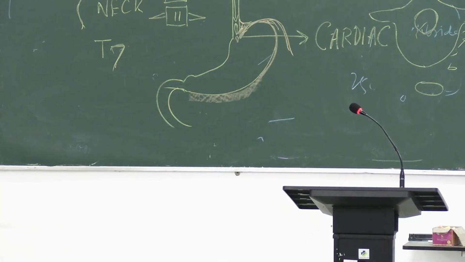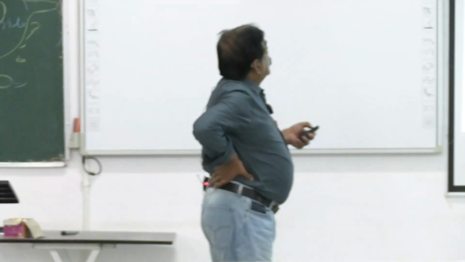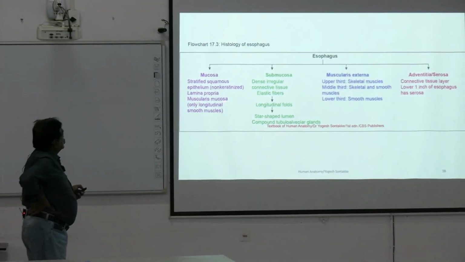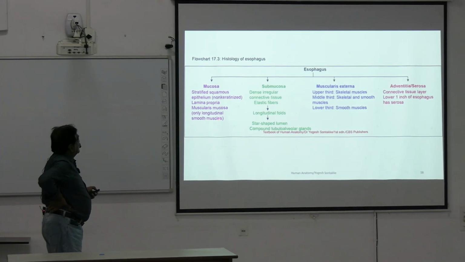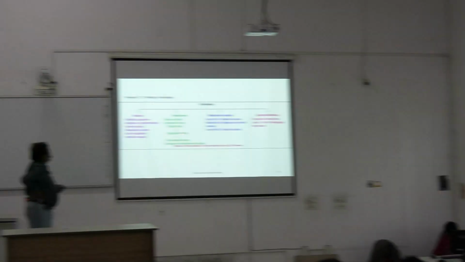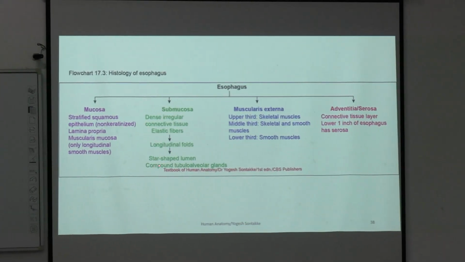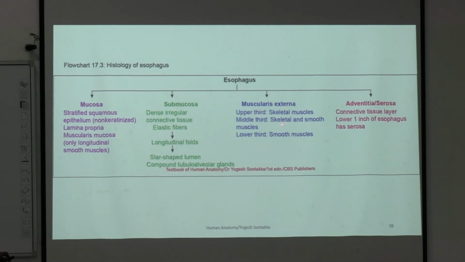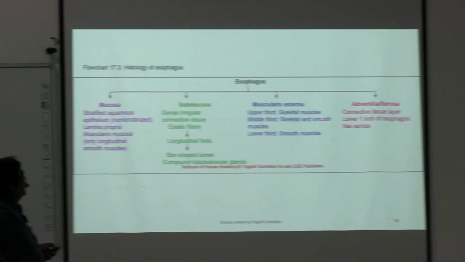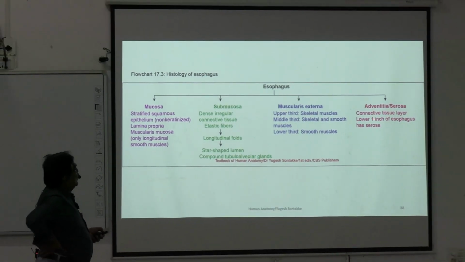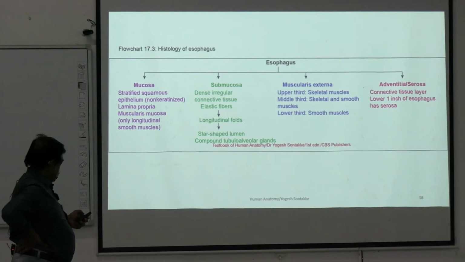Now, histology of esophagus. Mucosa: stratified squamous non-keratinized epithelium, lamina propria, muscularis mucosae with longitudinal smooth muscle. Submucosa: dense irregular connective tissue, elastic fibers, longitudinal folds, star-shaped lumen, and compound tubulo-alveolar glands. Muscularis externa: upper third skeletal muscle, middle third skeletal and smooth muscle, lower third smooth muscle. Adventitia and serosa: connective tissue layer, only 1 inch of the esophagus has serosa.